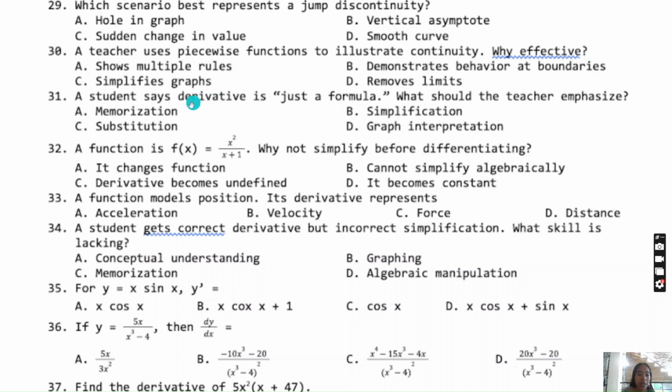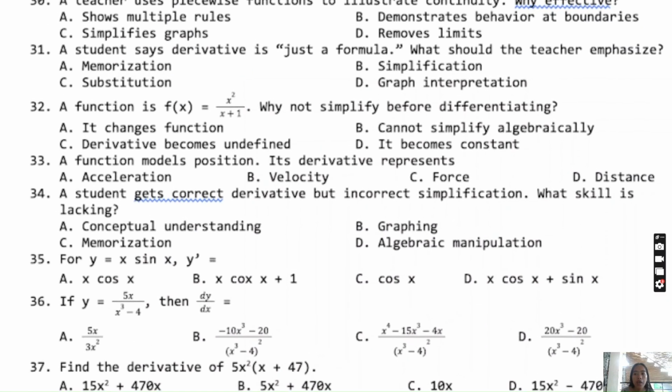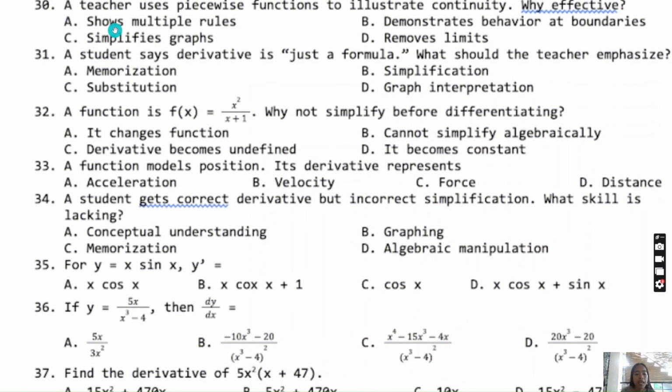So that's why our answer is letter C. So letter C, sudden change in value. So now we are in number 30. A teacher uses piecewise functions to illustrate continuity. Why is this effective? The answer is letter B, demonstrates behavior across boundaries. Because piecewise functions show how a function behaves in different intervals. They are useful for analyzing what happens at boundary points.